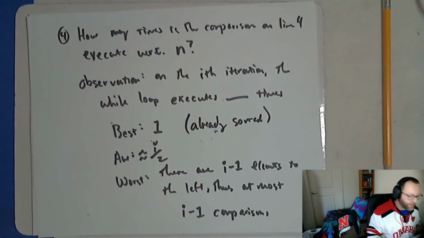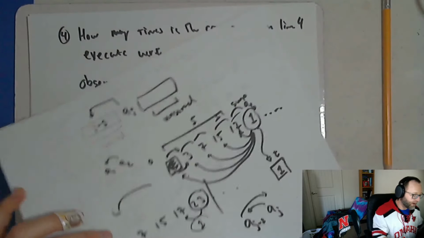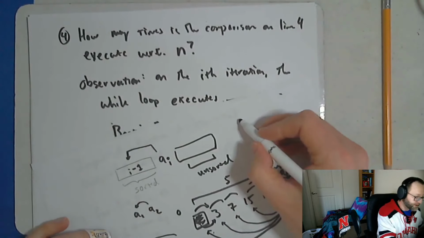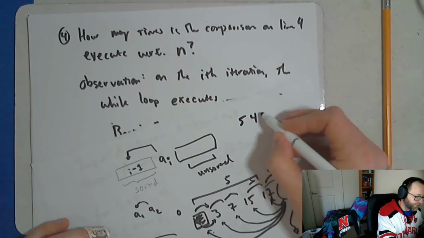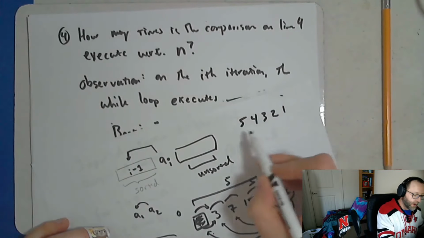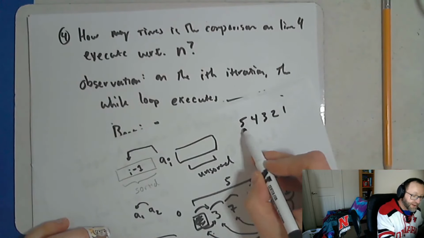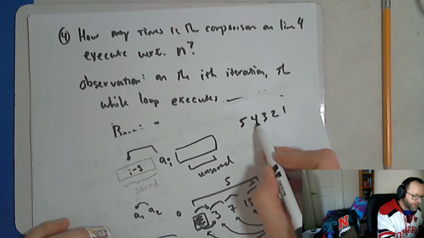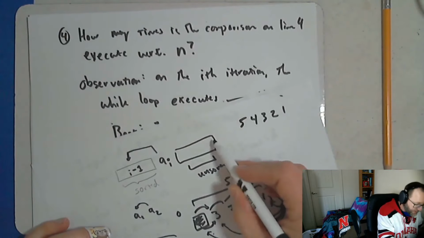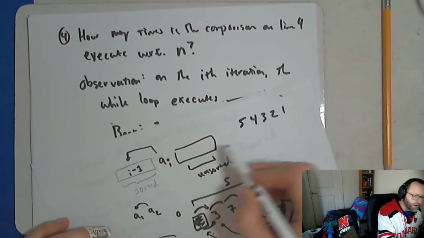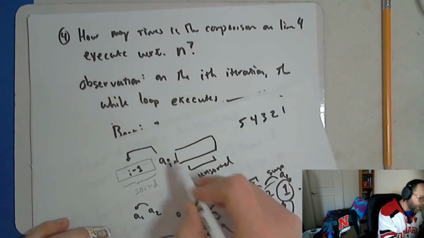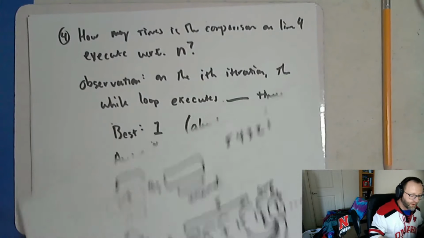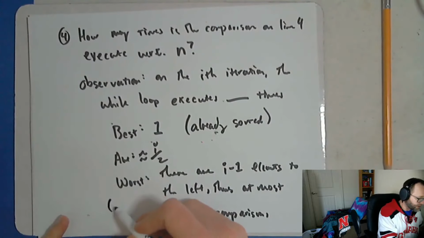On the other hand, the worst case scenario here is going to happen when it's sorted in descending order: 5, 4, 3, 2, 1. If you start here, then 5 is where it needs to be for now. 4, you end up swapping that. 3, you end up putting that all the way at the beginning. 2, you end up putting that all the way at the beginning. And 1, you end up putting that all the way at the beginning. So the worst case scenario here is when it's in reversed order.